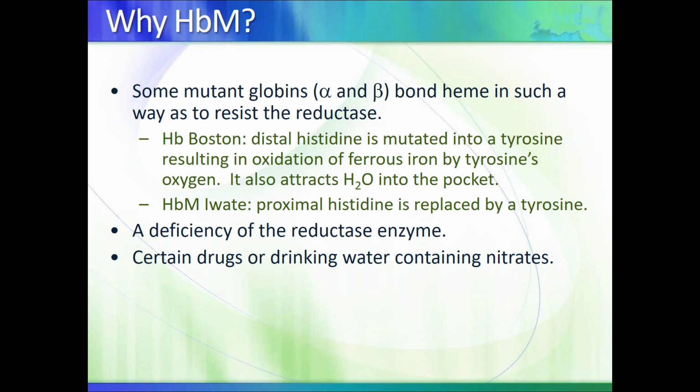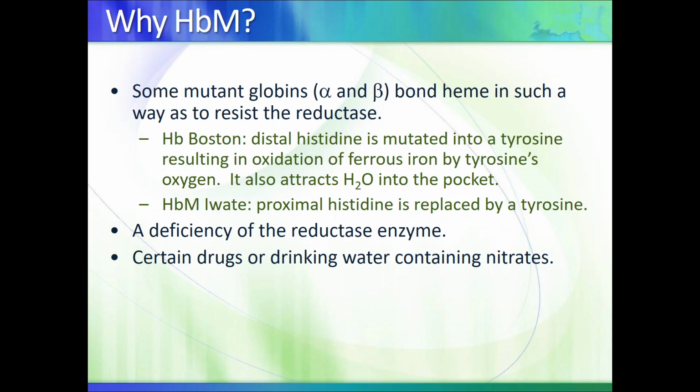Not only that, but tyrosine also has a hydroxyl group, and this hydroxyl group would result in the oxidation of iron from the ferrous to the ferric state. Something else that is important is that tyrosine also attracts water into this hydrophobic pocket, since it's less hydrophobic than before. Water is attracted into the pocket, and that also facilitates the oxidation of iron. You have another hemoglobin molecule known as hemoglobin M Iwate. In this case, the proximal histidine is replaced by a tyrosine.